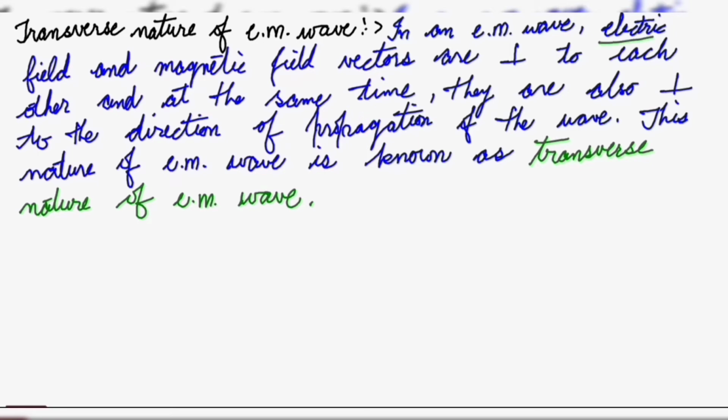So dear student, according to the definition, we have two vectors. First is the electric field vector and another is the magnetic field vector. Both of them are perpendicular to each other, and at the same time they are also perpendicular to the direction of propagation, which is along the x-axis. This nature of electromagnetic wave is called the transverse nature of electromagnetic wave.